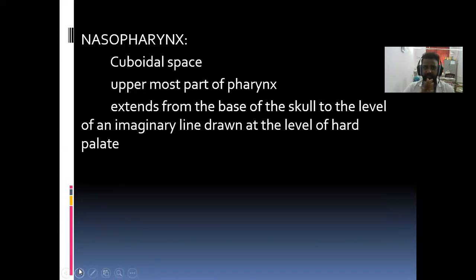The nasopharynx is a cuboidal space, the uppermost part of the pharynx, which extends from the base of the skull to the level of an imaginary line drawn at the level of the hard palate.